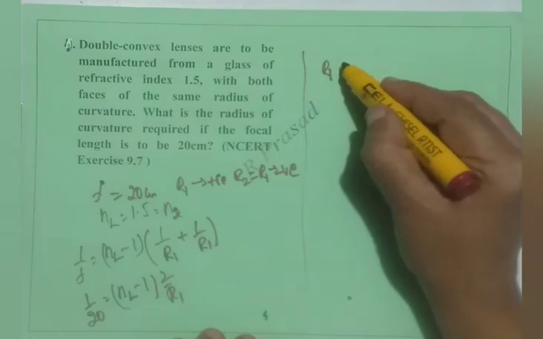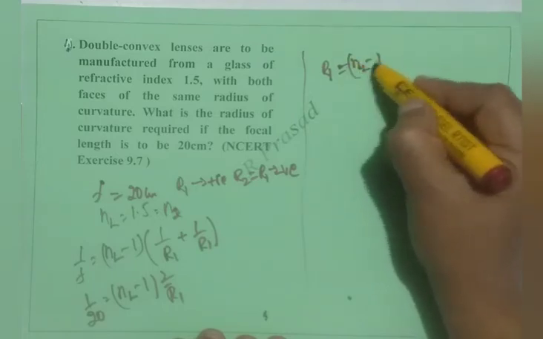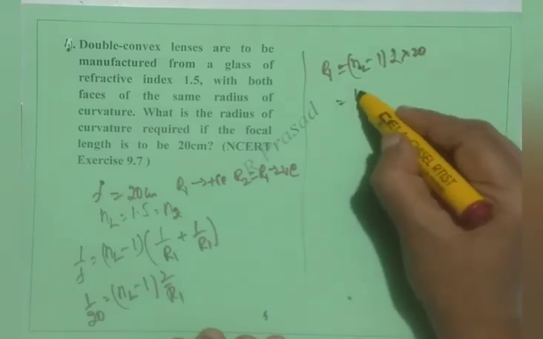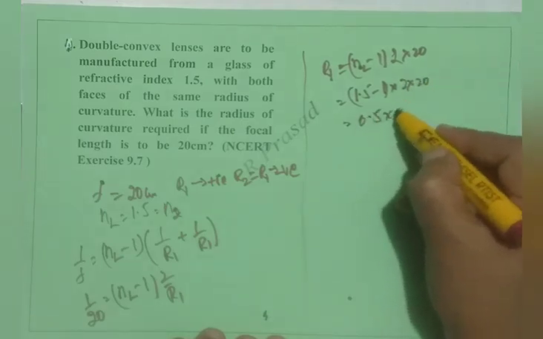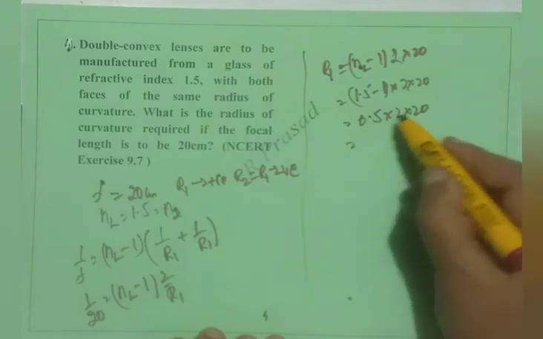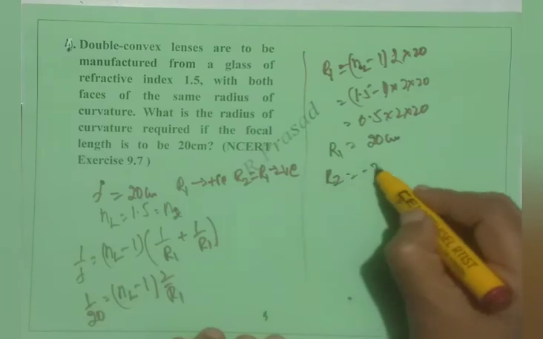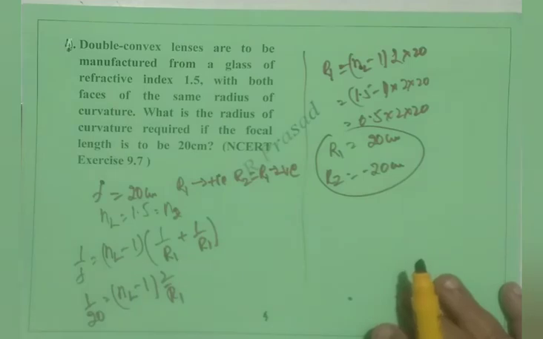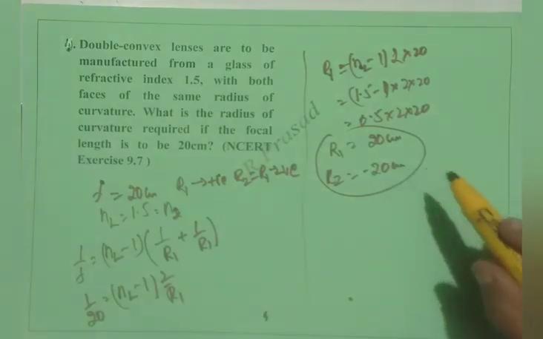Therefore R1 equals NL minus 1 into 2 into 20. NL is 1.5, minus 1 into 2 into 20, so 0.5 into 2 into 20. Therefore 0.5 into 2 is 1, so R1 is 20 centimeter and R2 is minus 20 centimeter. That is the answer for this problem. That means we have to create a lens whose radii of curvature are 20 and 20 centimeter for both the surfaces.